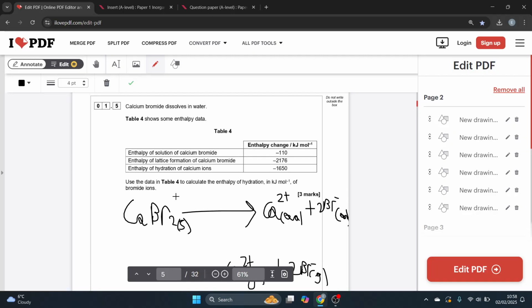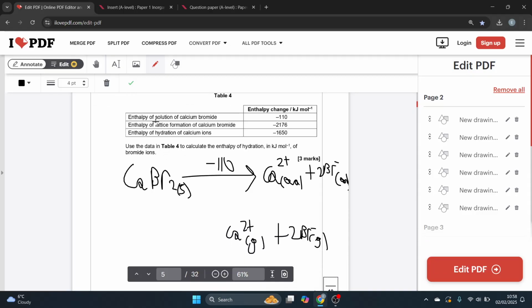And obviously I want to find the enthalpy of hydration. I know the enthalpy of solution is minus 110. Enthalpy of lattice formation of calcium bromide is this. Enthalpy of lattice formation is when I'm forming this lattice, so it's minus 2176. But I want to go this way, so it's going to be plus 2176. Enthalpy of hydration of calcium ions, minus 1650. I want to find the enthalpy of hydration of bromide ions.